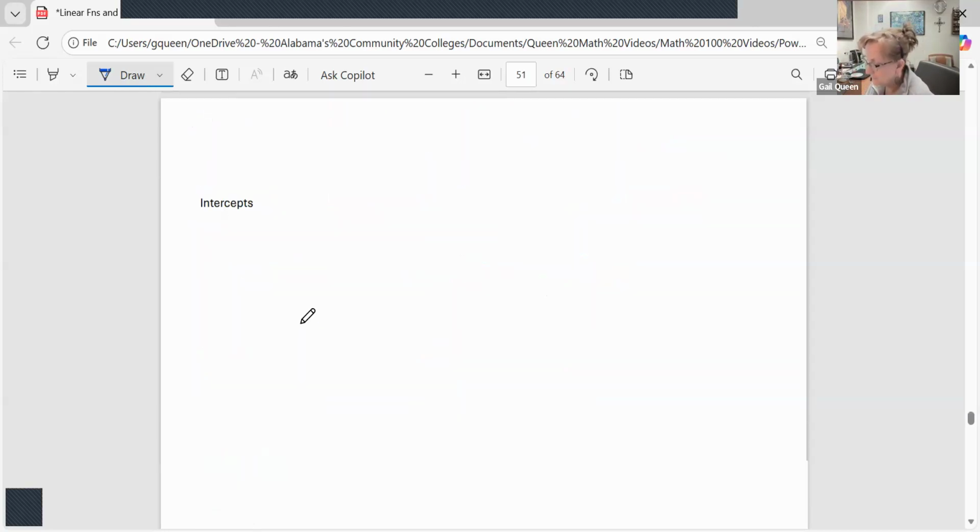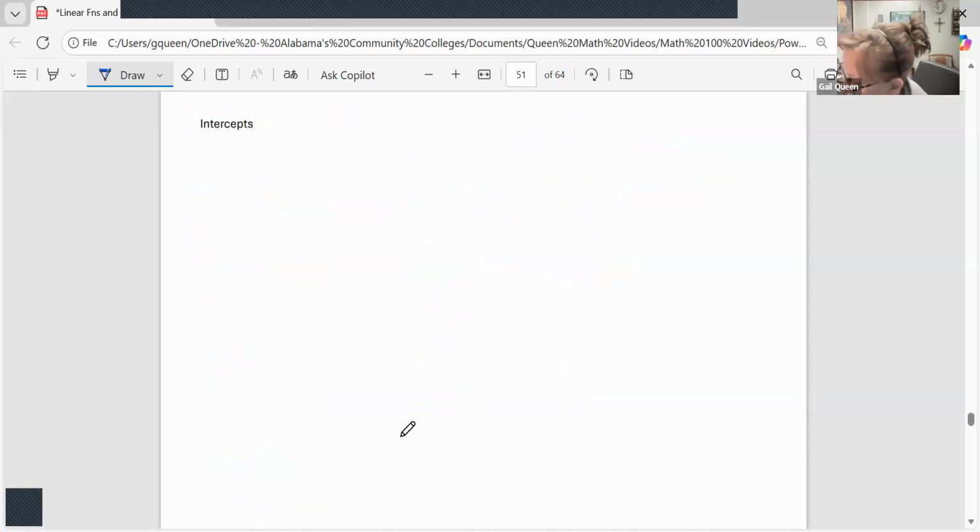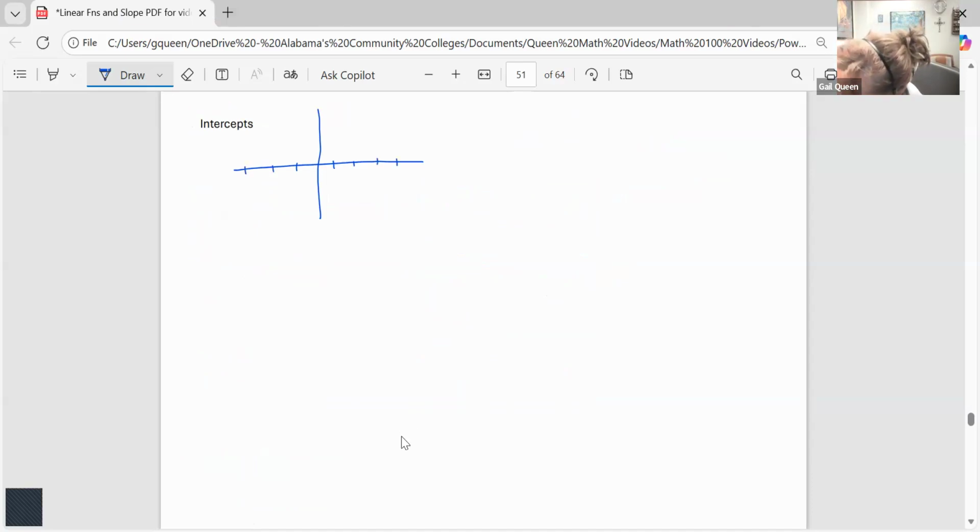Okay, let's talk about intercepts for a minute. I already mentioned intercepts are where you cross or touch an axis. So let me just do this real quick and see if I can demonstrate. Okay, so if I'm on the XY plane, all right, and I am on the x-axis, I'm just going to highlight a couple of points that are on the x-axis.